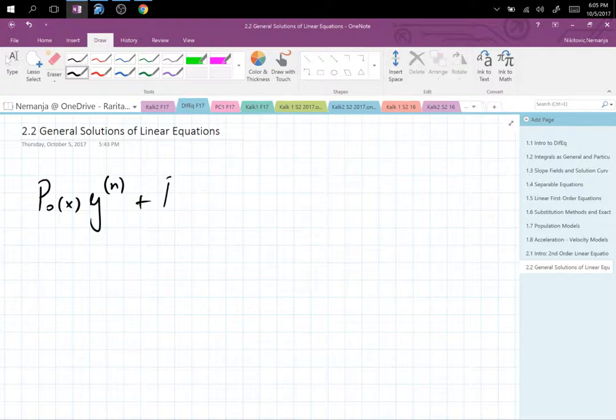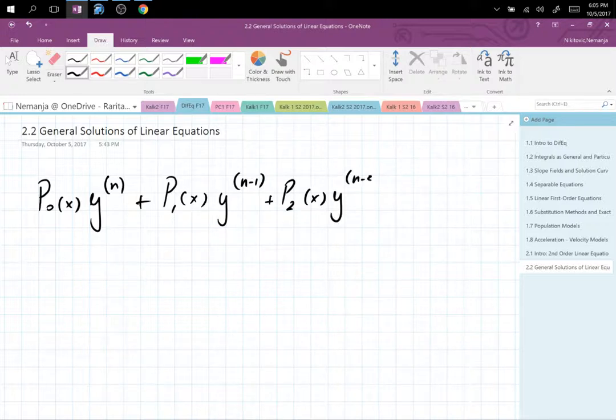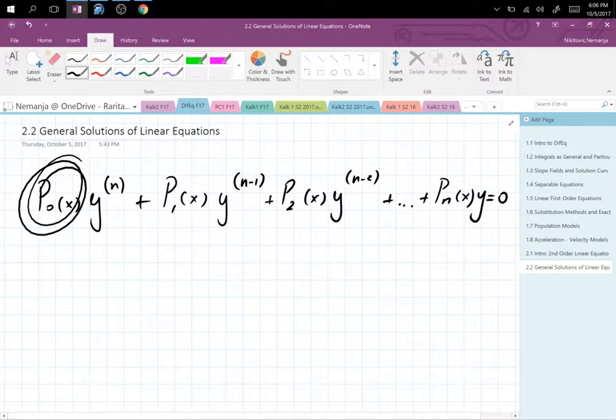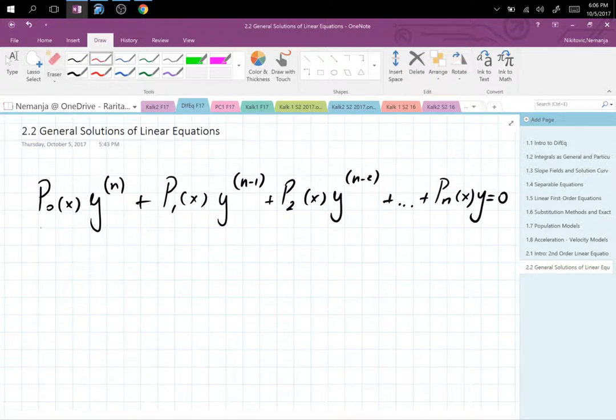Plus p1 of x and then y, the first derivative, less one, plus p2 of x, y to the derivative. So take that, plus dot, dot, dot, and eventually it becomes pn of x, y equal to 0. Now, we don't like to have the function in front of the first term, so we are going to divide by this p0 of x everywhere.